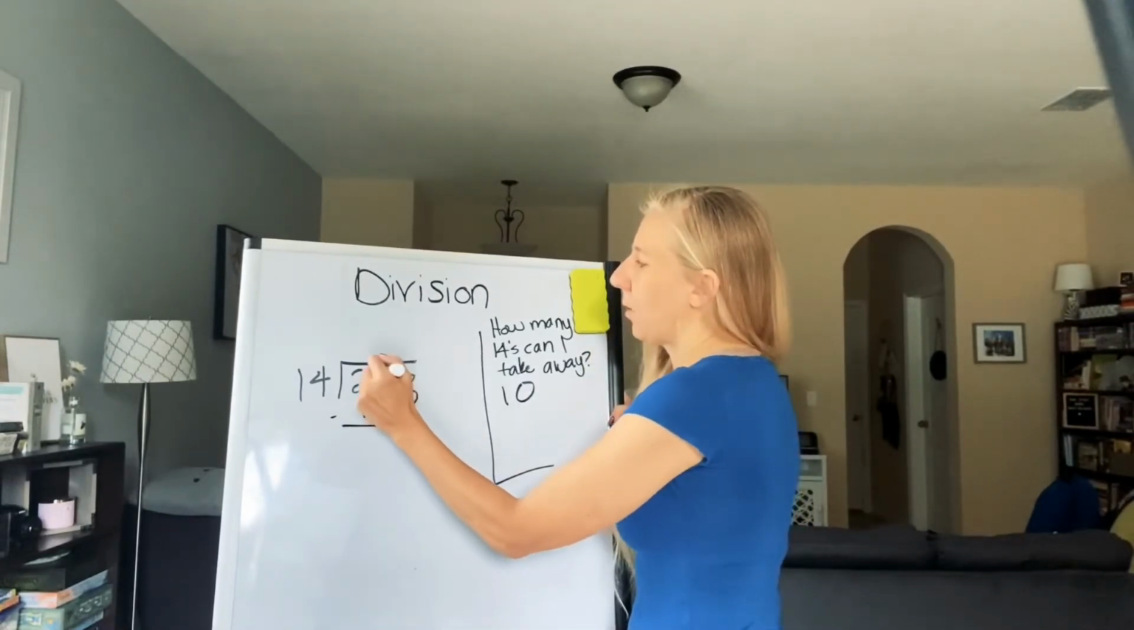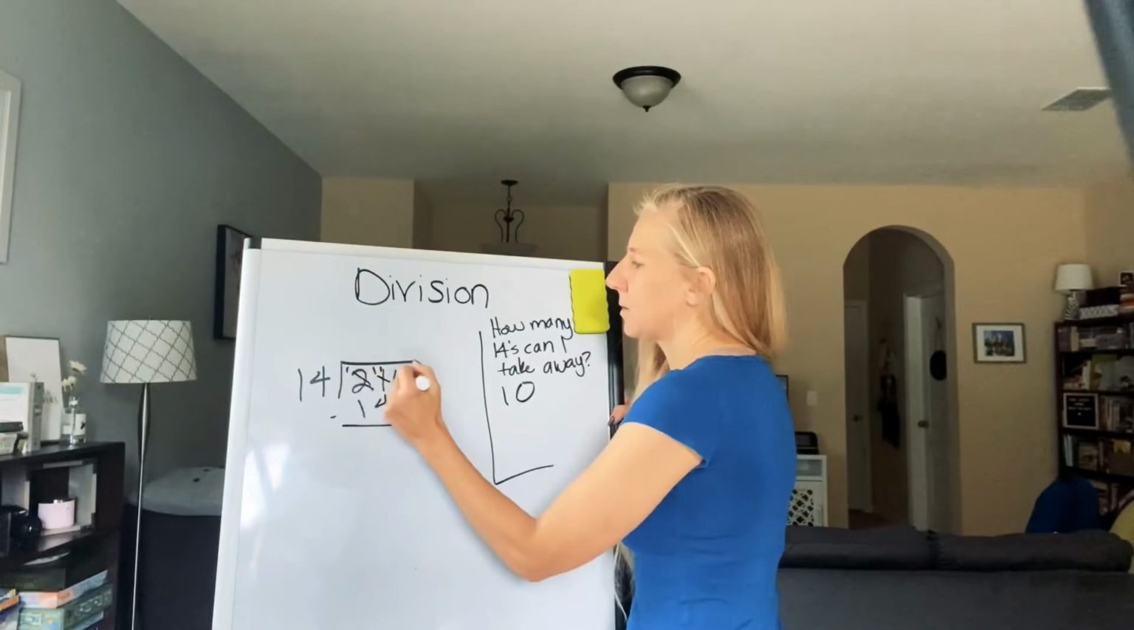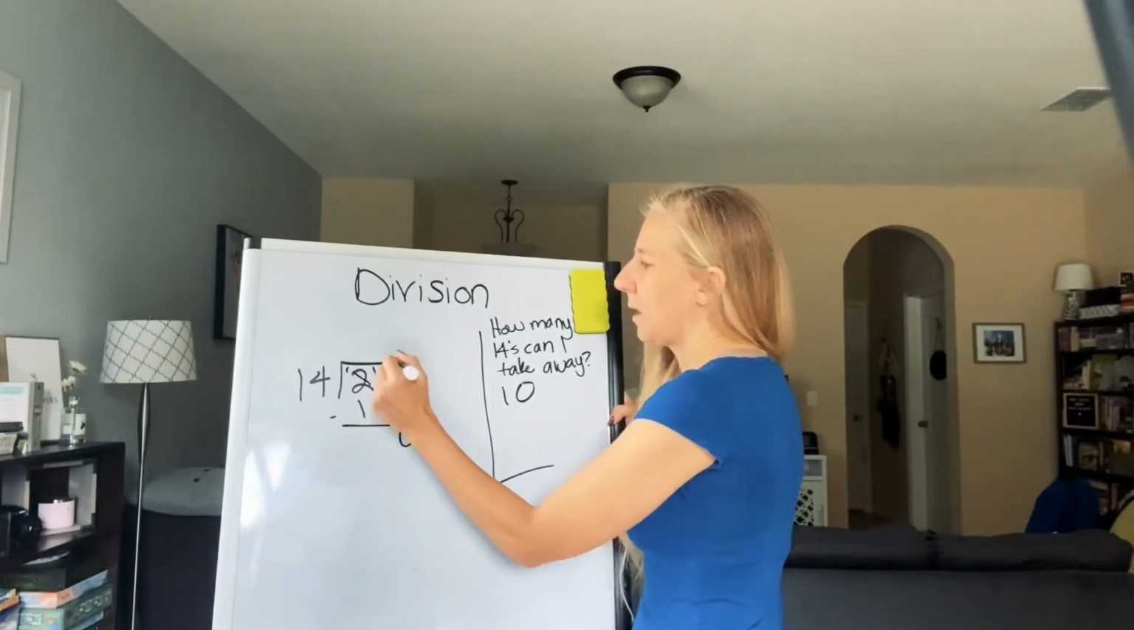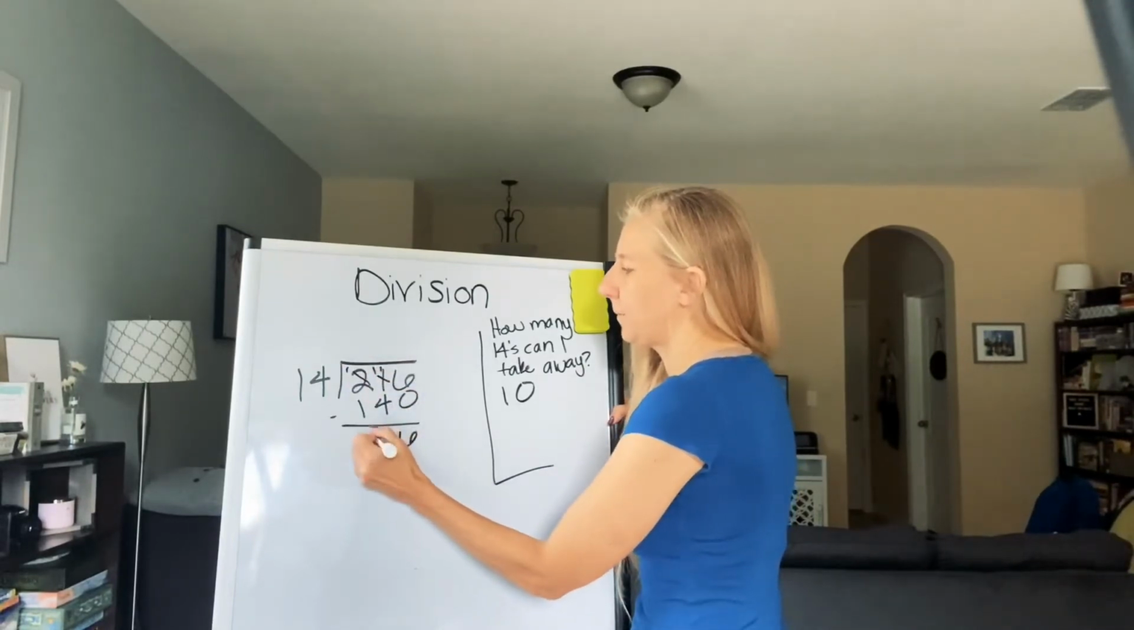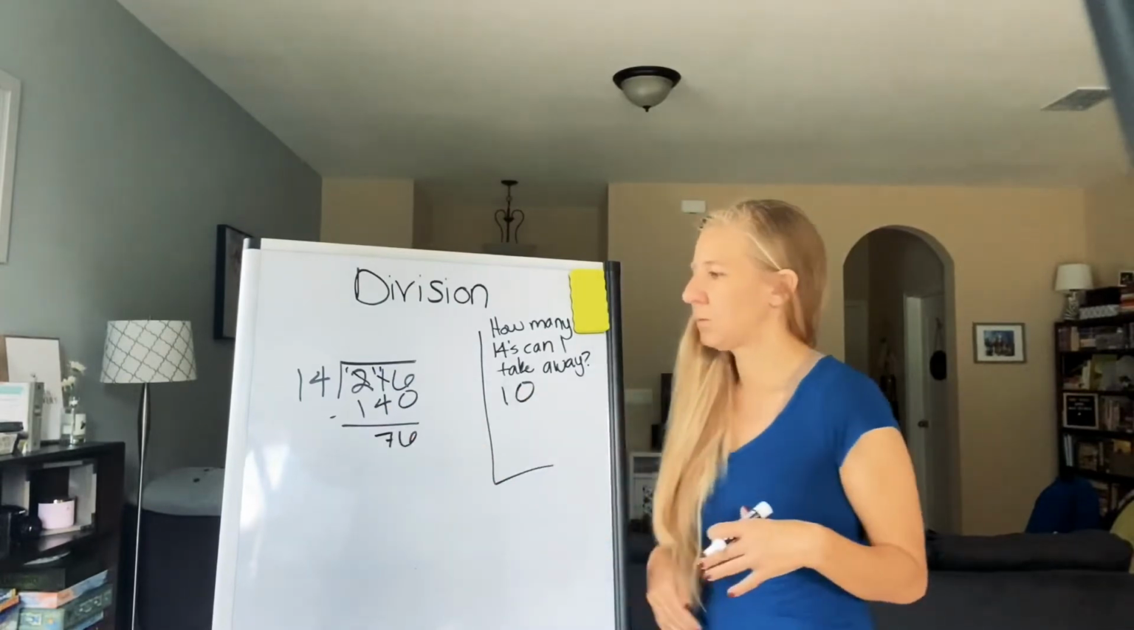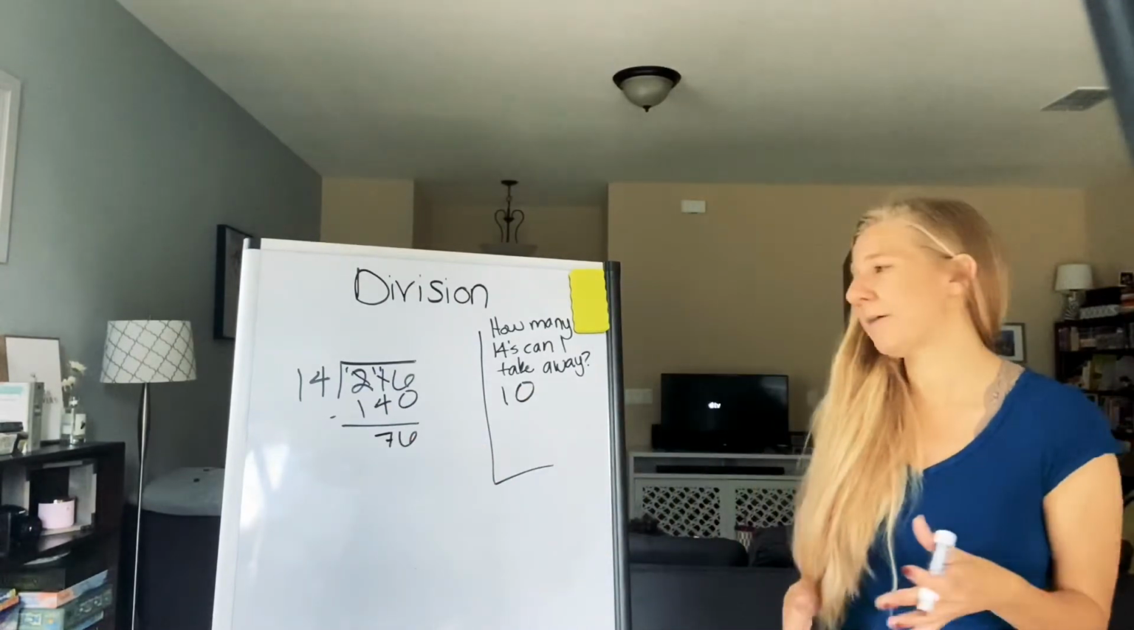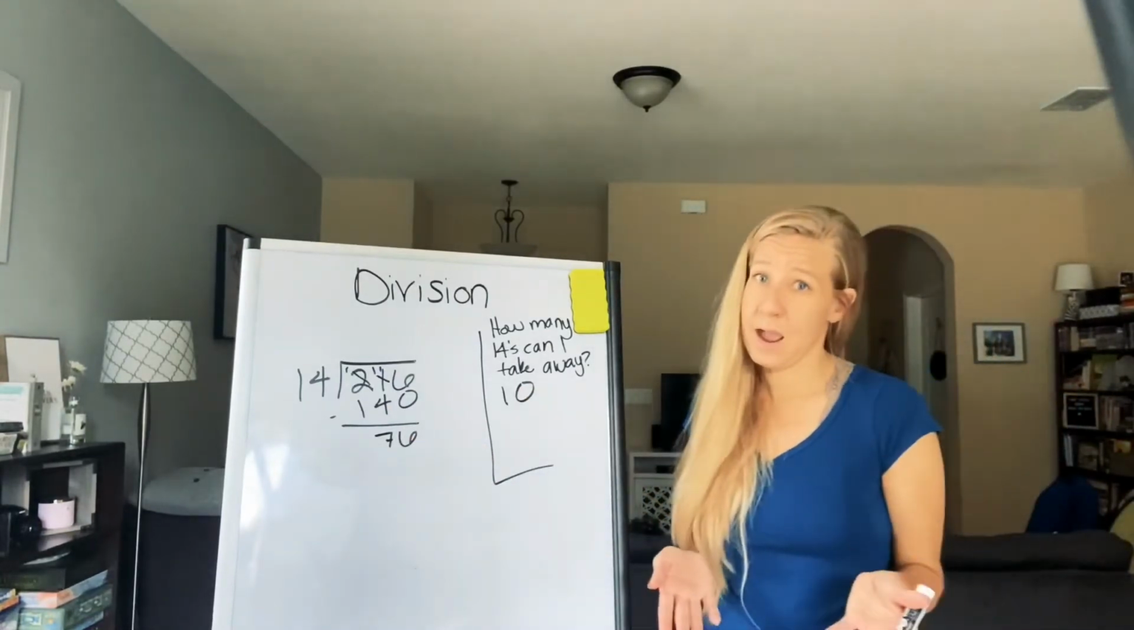So I have to do my borrowing first. So 6 minus 0 is 6. 11 minus 4 is 7. And 1 minus 1 is 0. So I have 76 left. So I can't take another 10 out.